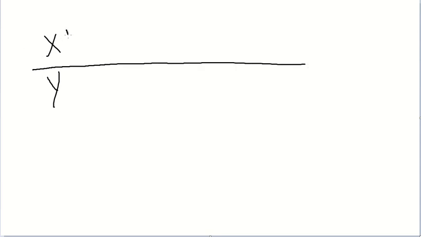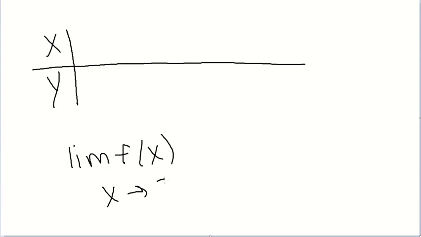The other way we could figure out a limit is with a table, and this is the numerical way. So let's say that we have a table of values, and we are investigating the limit of some function as x approaches, let's say, 3.